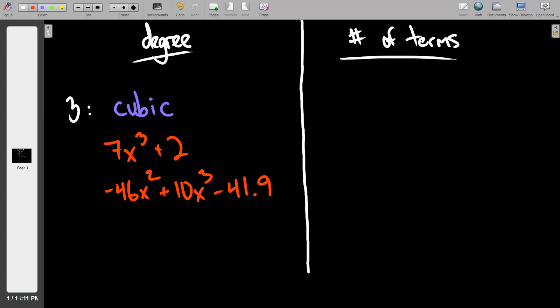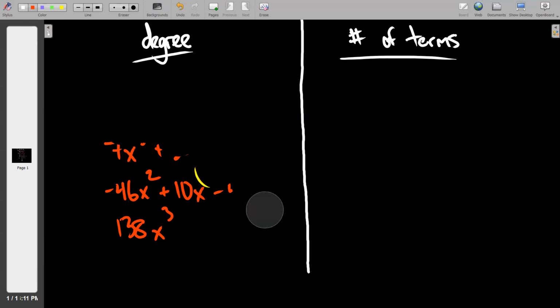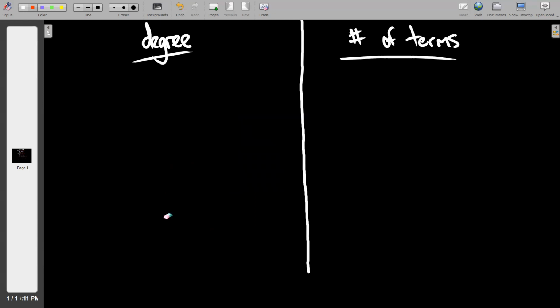Yes, it is. It's in a terrible order, which we will talk about in a little while. But boom, it's got a highest power of 3. It's a cubic. That's a cubic. Still good? We could do that all day. Don't want to, right? You get the idea. So degree of 3, we use the word cubic.